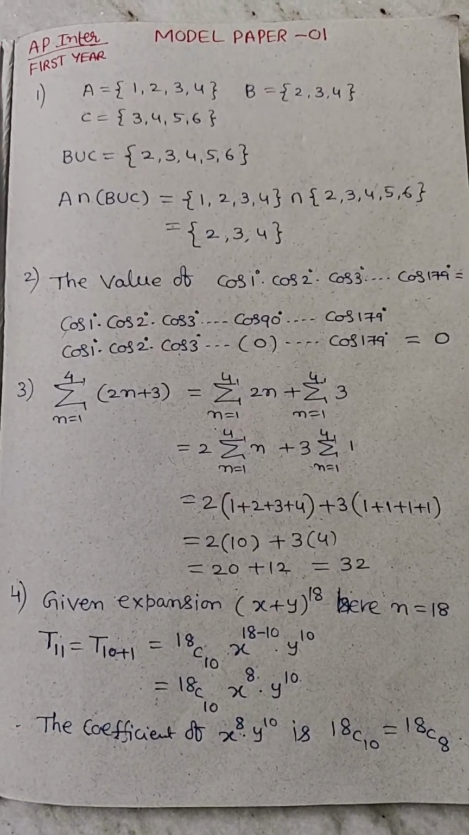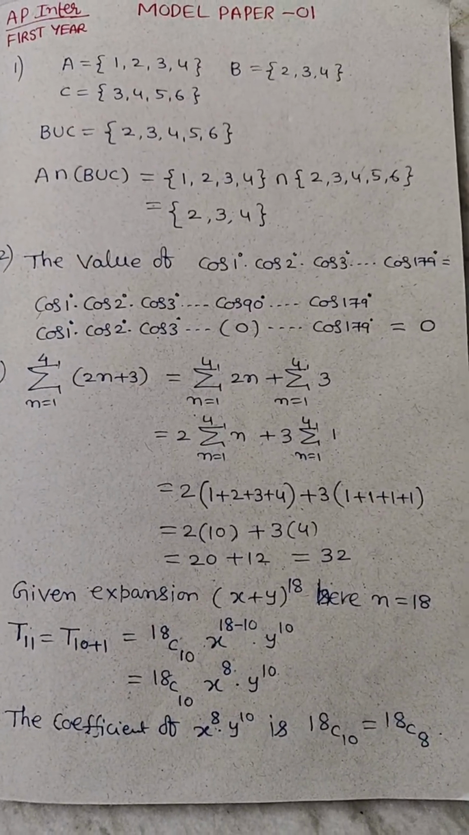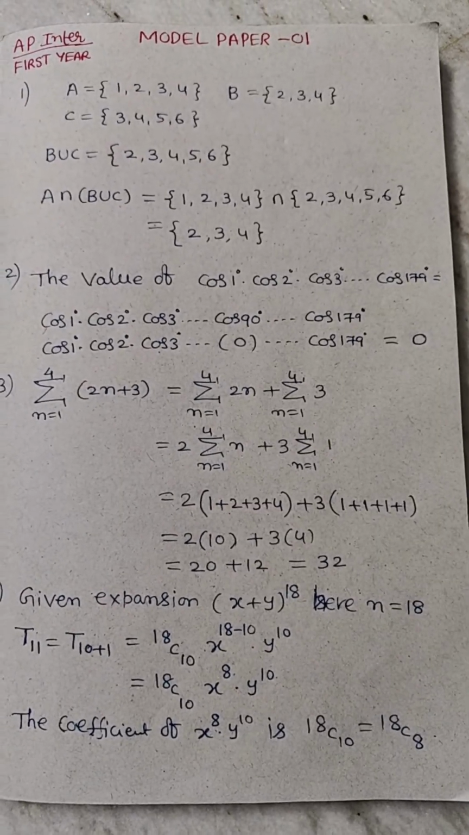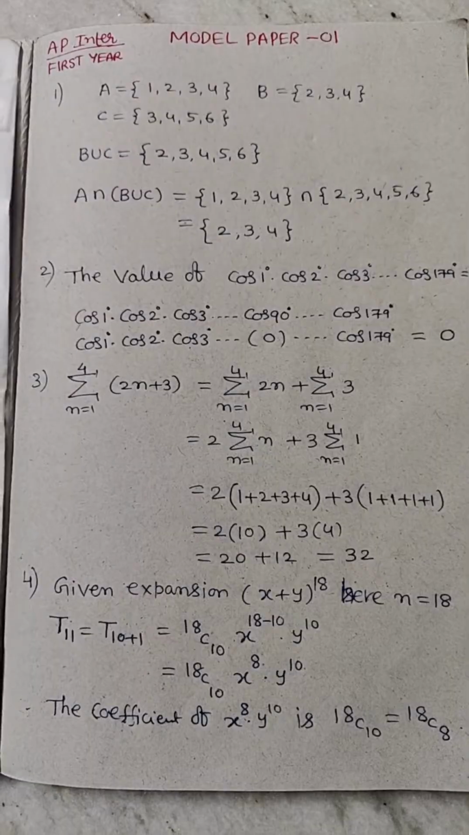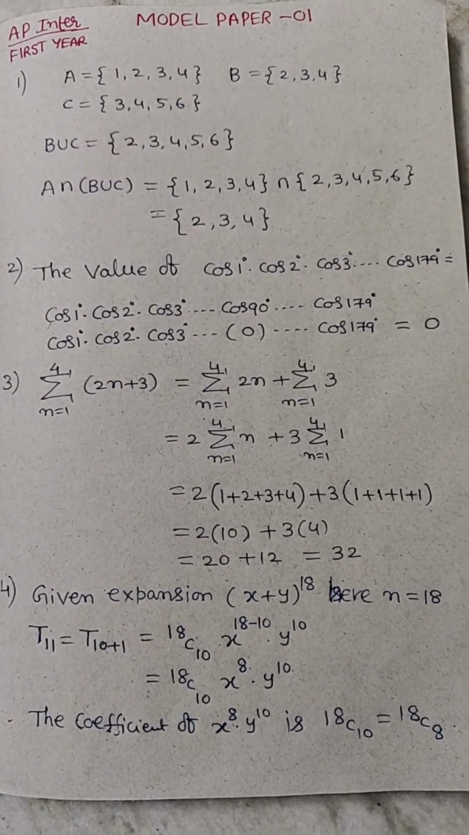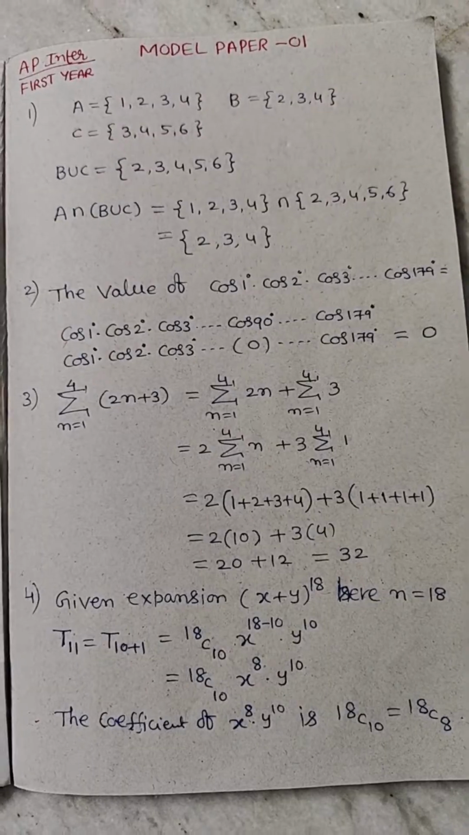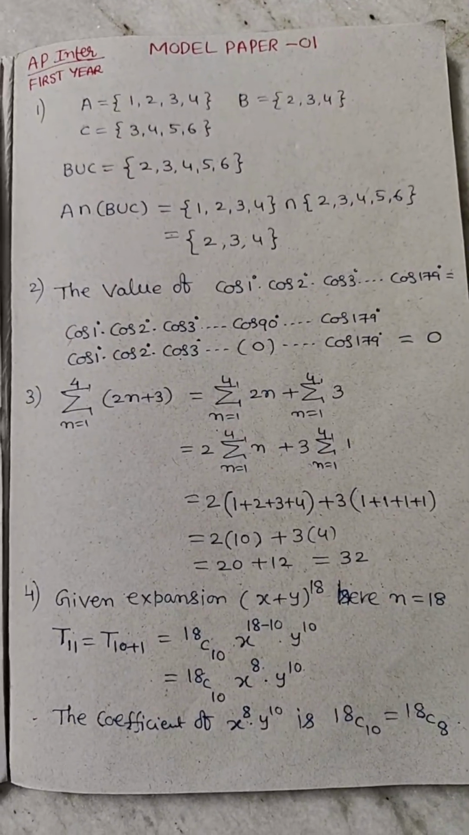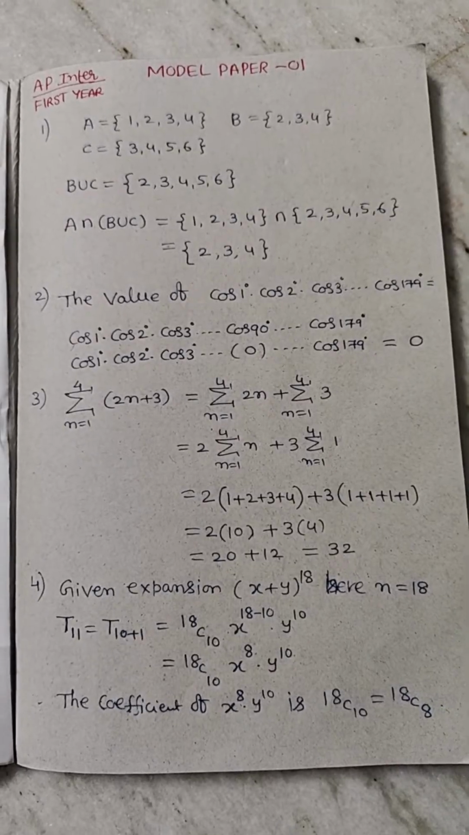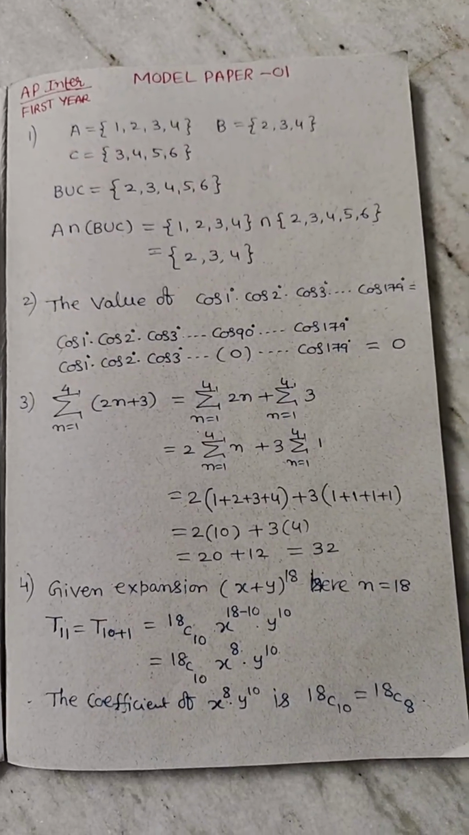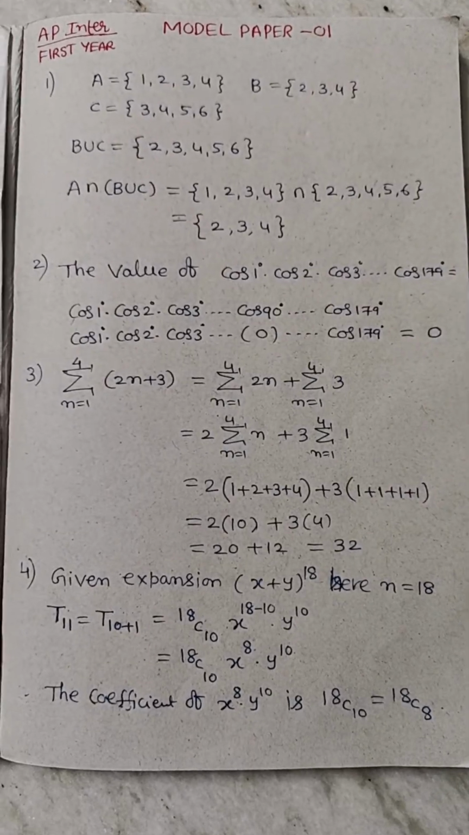Next, question number 2. Find the value of cos 1 degree, cos 2 degrees, cos 3 degrees and so on, up to cos 179 degrees. While writing that expansion, cos 1 degree into cos 2 degrees into cos 3 degrees and so on, one of the terms is cos 90 degrees into cos 179 degrees. Cos 90 value is 0, and 0 into anything is 0 only. So the value of cos 1 degree, cos 2 degrees, cos 3 degrees and so on up to cos 179 degrees is 0. I hope you understand.